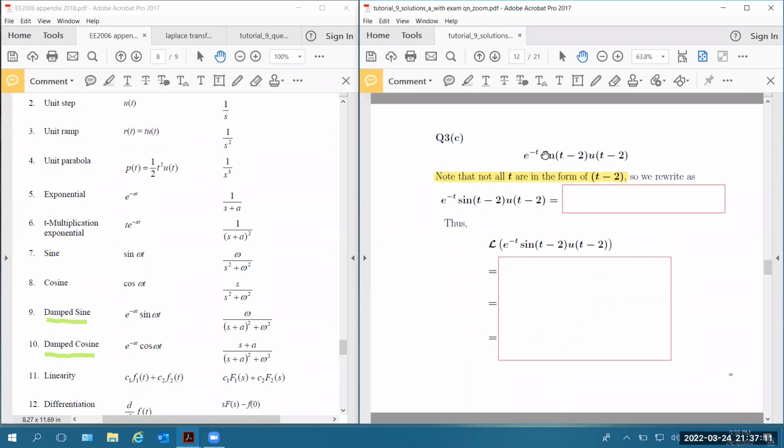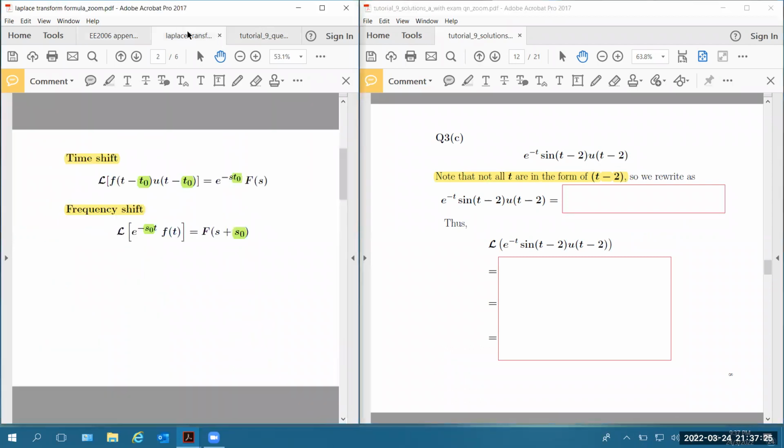So this is the next one. This is the question, the first line: you want to Laplace transform e to the power minus t sine t minus 2 u(t minus 2). Now, when you want to Laplace transform this, which formula do you want to use first? Time shift. Yes, you will still use time shift, although the e to the power minus t here makes you think maybe we can use frequency shift.